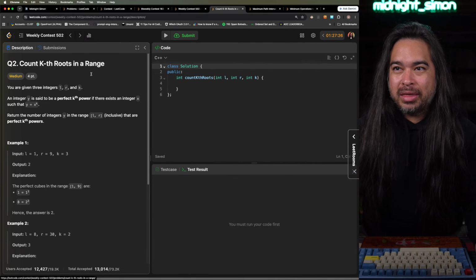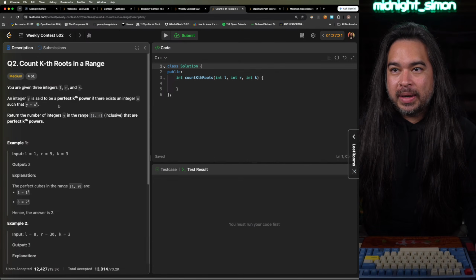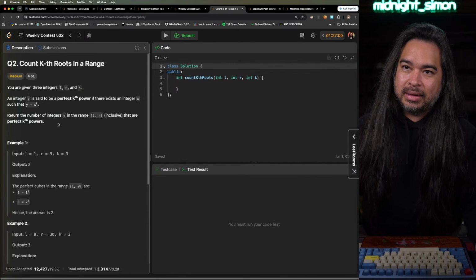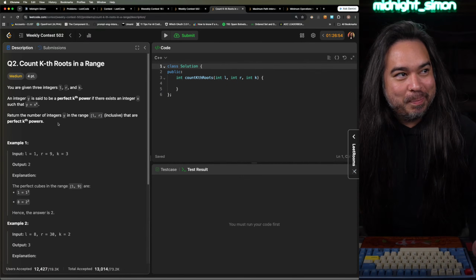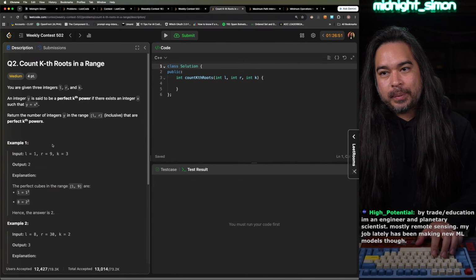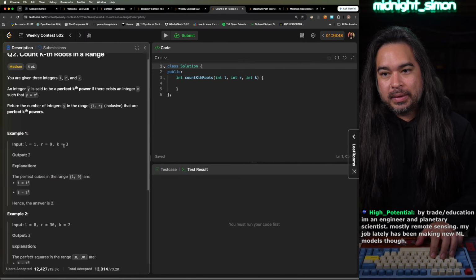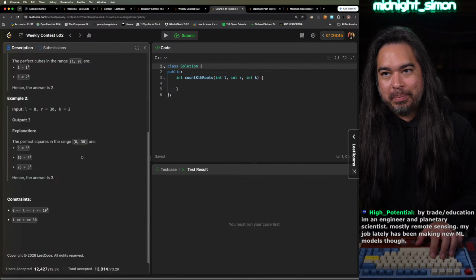All right, count kth roots in a range. You're given 3 integers, L, R, and K. An integer y is said to be a perfect kth power if there exists an integer x such that y equals x to the k. Return the number of integers y in the range L to R inclusive that are perfect kth powers. I don't know this math stuff, man. So L and R are up to 1 billion.